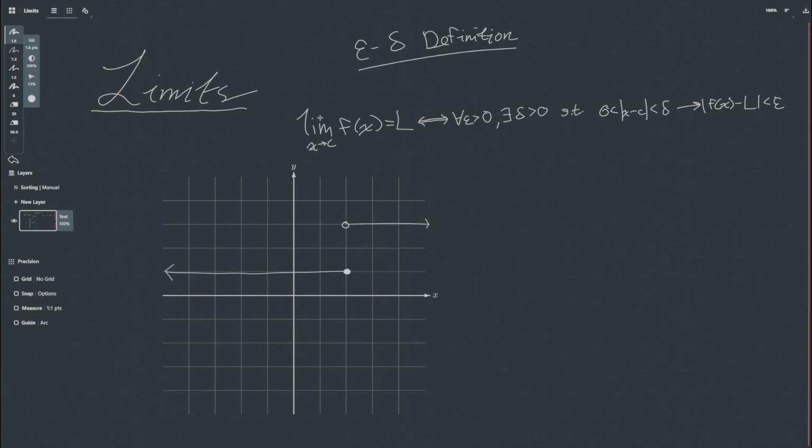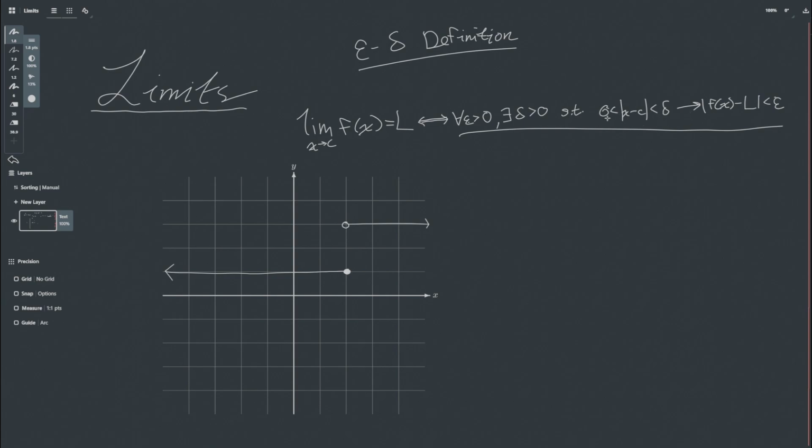So the limit of f of x as x approaches c being equal to L is true if and only if this statement right here is true. So let's look more into that. So we have for all epsilon greater than 0. So choose any number and assign it to epsilon, and if it's greater than 0, there must exist some number greater than 0 called delta, such that these conditions are fulfilled.